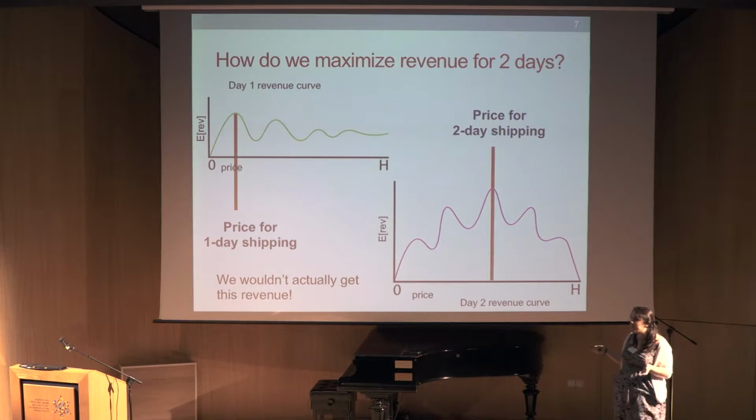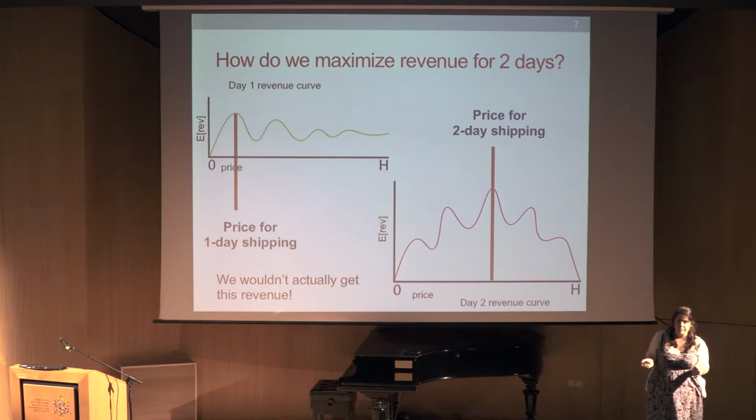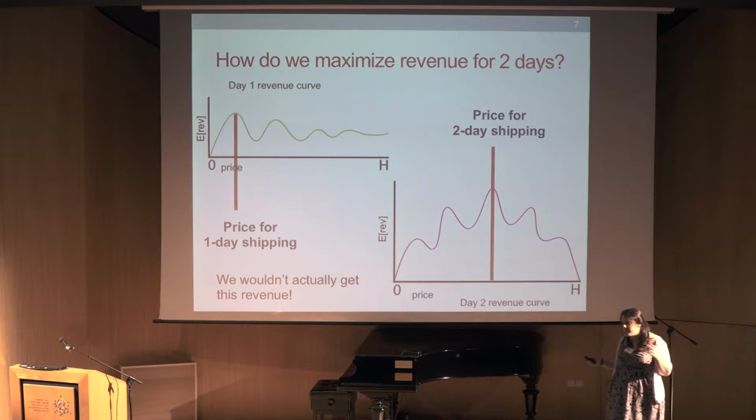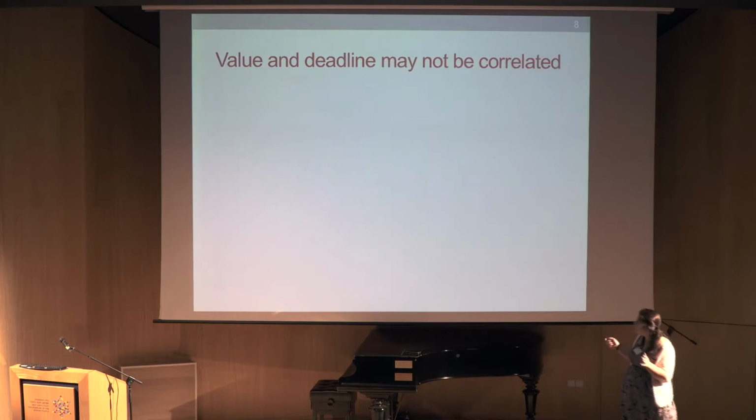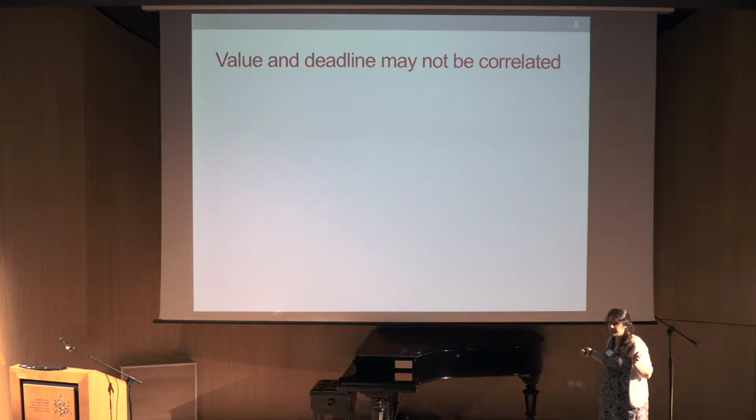So you may think this is silly. Why wouldn't the reserve prices just be decreasing? We don't want to make such a strong assumption. We don't want to assume that the marginal distributions are stochastically dominated for higher deadlines. And moreover, I can give you a silly example as to why they may not be positively correlated.